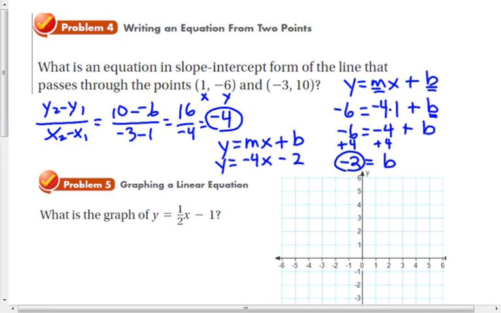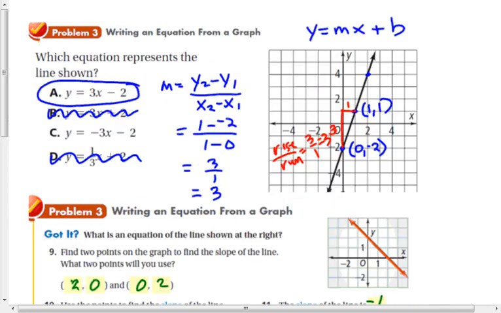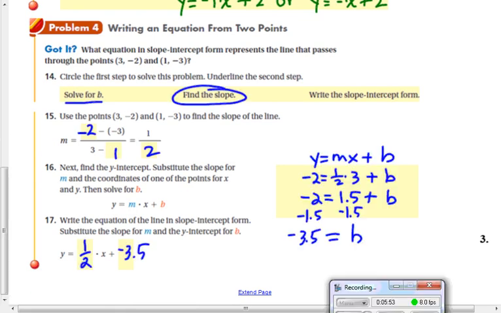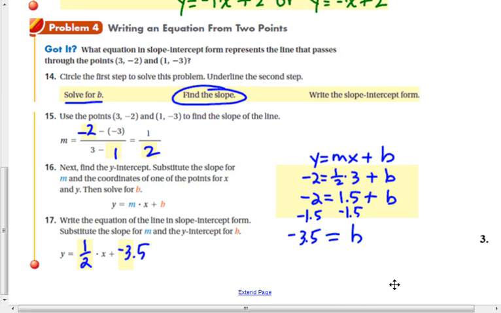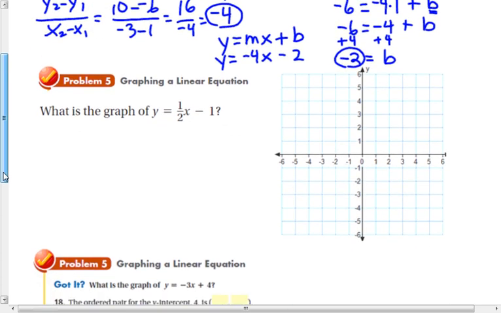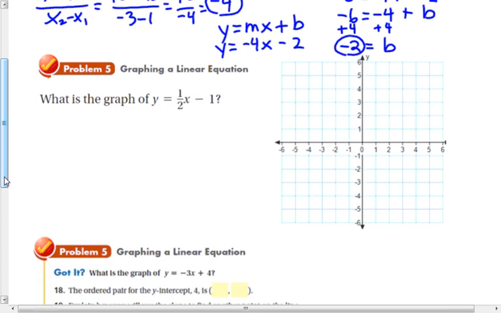All right. I'd like you to go back to the last page and try this problem right here and check back for the answers. All right, I hope that was successful for you. The next thing we're going to learn how to do is how to graph using slope-intercept form.